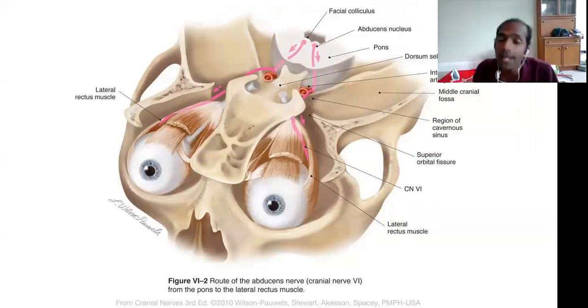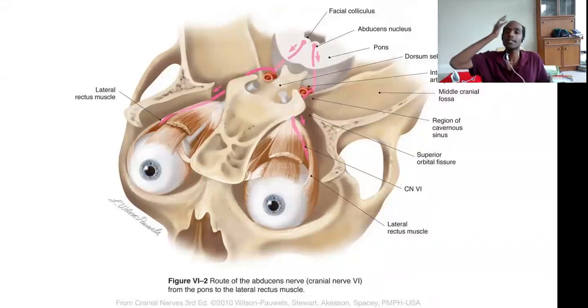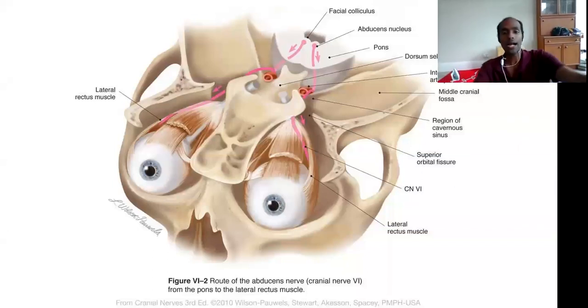Why opposite side? Because the pathway is still not crossed. It crosses lower down. So contralateral hemiparesis, sixth nerve palsy, seventh nerve palsy. Simple. Right.